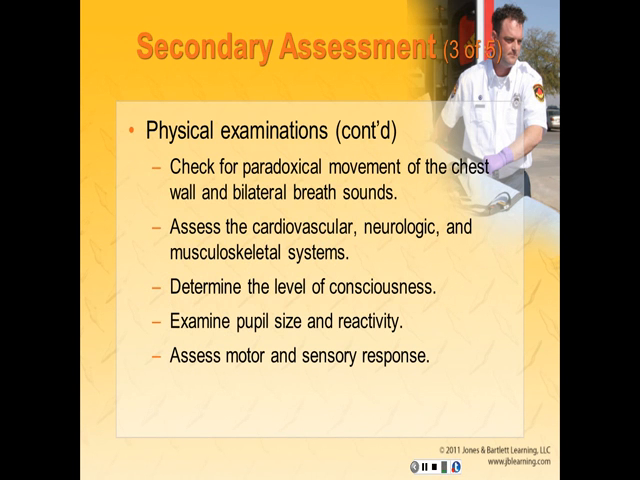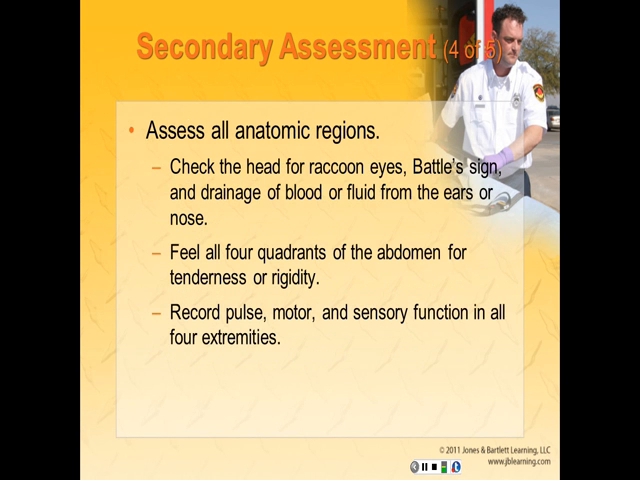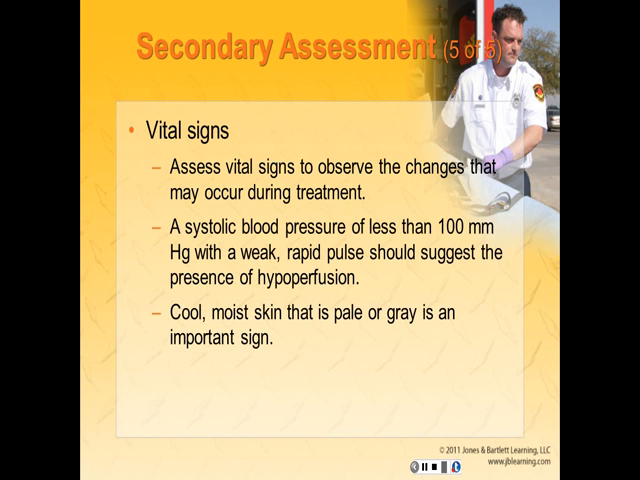Determine the level of consciousness. Examine pupil size and reactivity, and assess motor and sensory response. Also assess the musculoskeletal system. You're going to assess all anatomic regions, including the head, looking for things like raccoon's eyes, battle signs, or drainage of blood or fluid from the ears and nose. The abdomen, you're going to palpate all four quadrants for tenderness or rigidity, and the extremities. You're going to record pulse, motor, and sensory function in all four extremities.